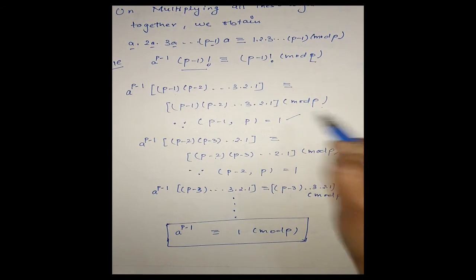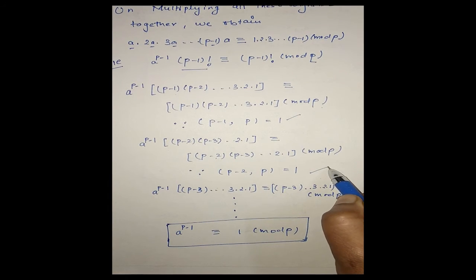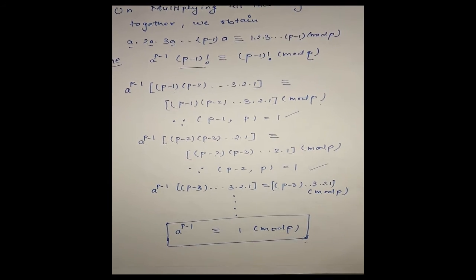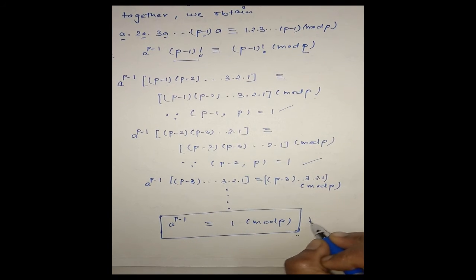GCD of p minus 1 and p is 1. GCD of p minus 2 and p is 1. Same way, GCD of 2 and p is 1 also. And we can reach up to here. Clear? This is Fermat's theorem. Hence proved.